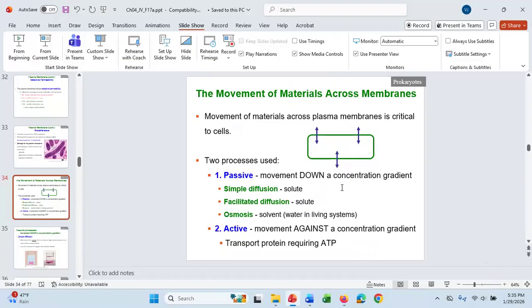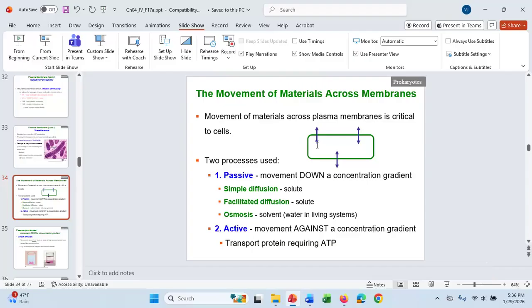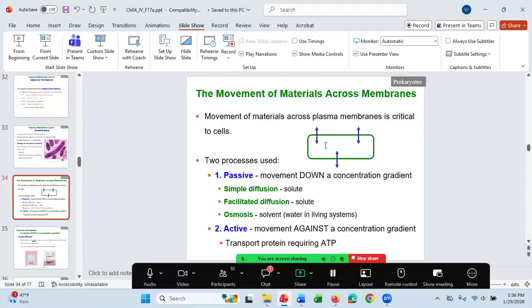All right. An active process is where the molecule moves against its concentration gradient, where the molecule moves inside the cell, but the molecule is higher inside the cell than outside the cell. Active process always requires an active transport protein pumping the molecule against its concentration gradient. This requires energy, and it requires one ATP molecule to move one molecule against its concentration gradient.